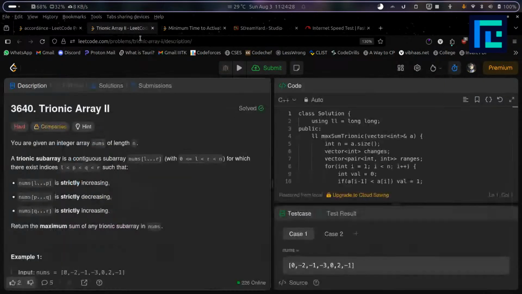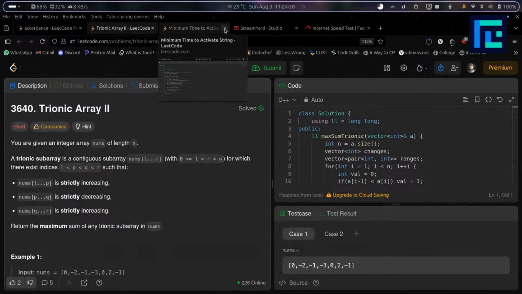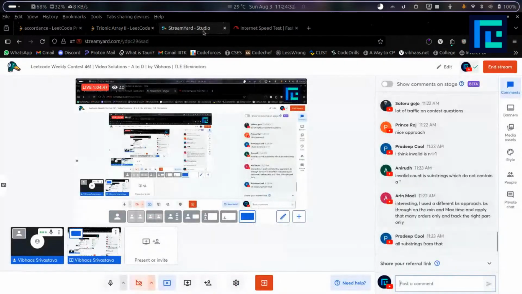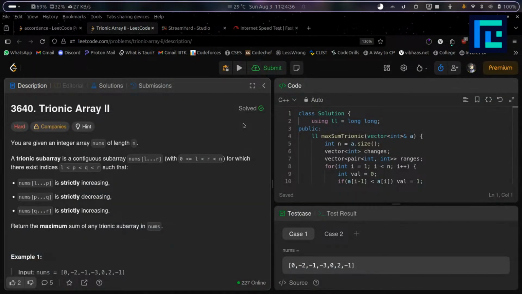Anyways, let's go to Trionic Array 2. Trionic Array 2 also can be solved in different ways, like dynamic programming. But I will tell you a simple greedy way to solve it, which does not require too much thinking at all, and is O(n). A simple greedy way to solve this in O(n).